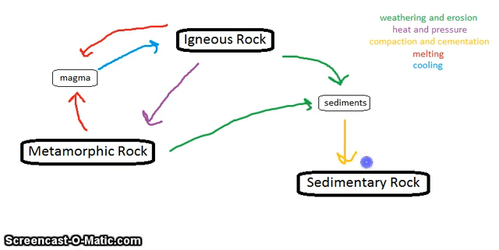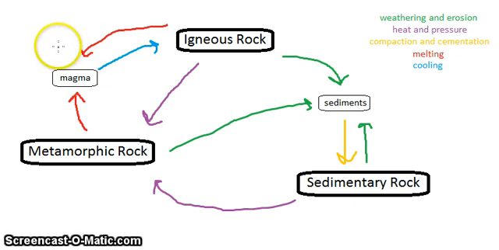Weathering and erosion can break sedimentary rocks back into sediments, and sedimentary rock can also undergo heat and pressure to become metamorphic rock. I want to finish by taking us through one of many paths rock may take while traveling through the rock cycle.